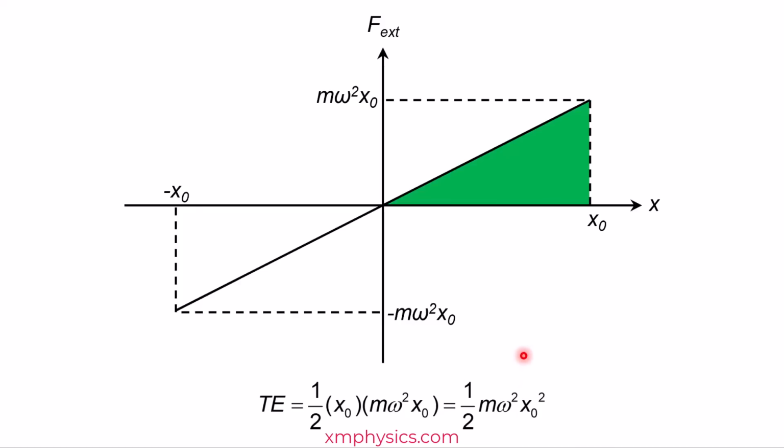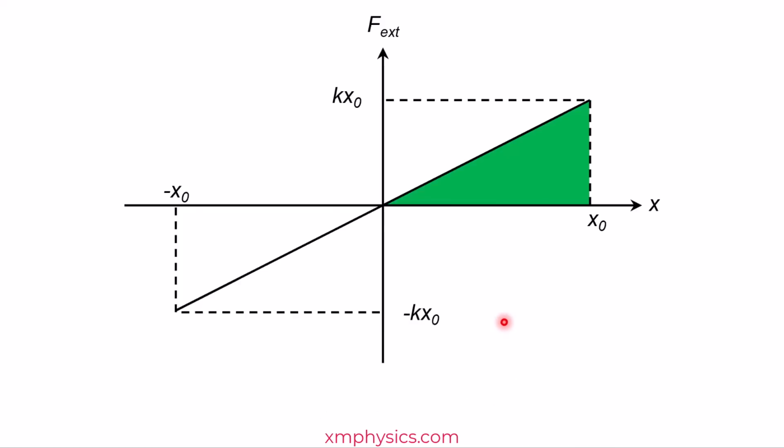Wait, another thing. So this is the formula for any SHM. But if you are talking about a spring mass system, then we know that the maximum restoring force is actually k x naught, where k is the spring constant, yeah? So in that case, the energy of the oscillation is just half k x naught squared.